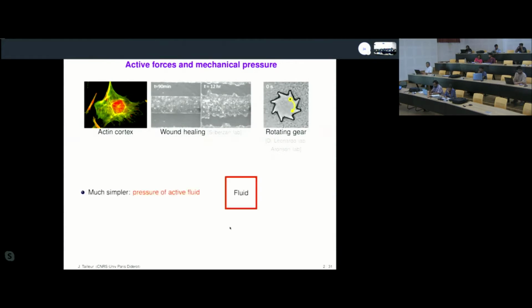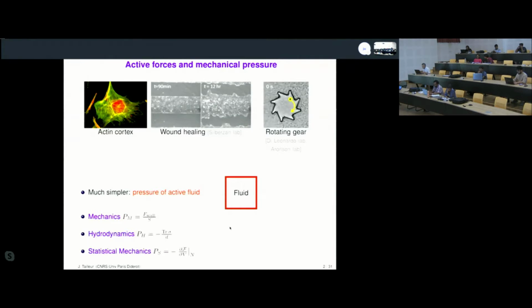What I would like to tell you today is that if you look at a much simpler situation, the most boring one you can think about, it is also full of surprises. And in particular, what I want to consider is an active fluid in a box at rest with nothing interesting happening, and I want to characterize its pressure.